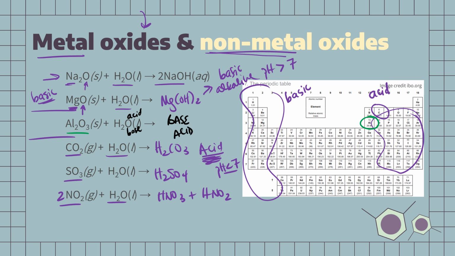And so we say that aluminum oxide reacting with water is amphoteric. Ampho means both, so it could react with water to be an acid, but it could also react with water to be a base. It can be both acidic or basic in this reaction, and so it's in the middle. It could be both. It's amphoteric.